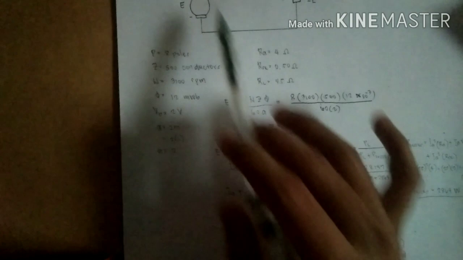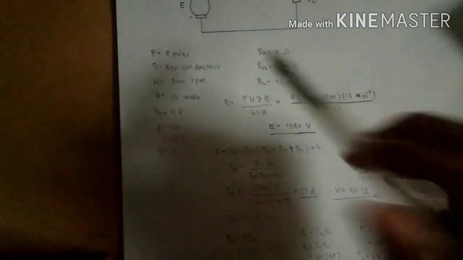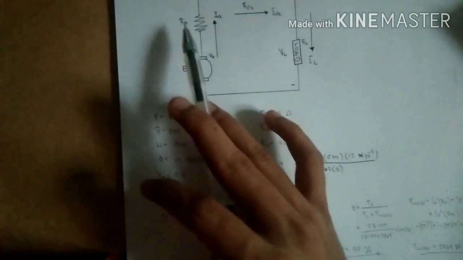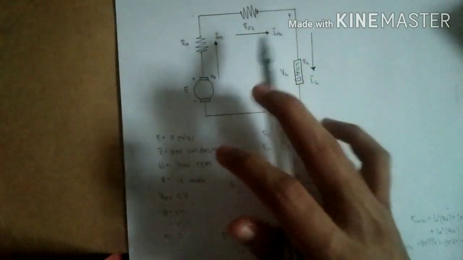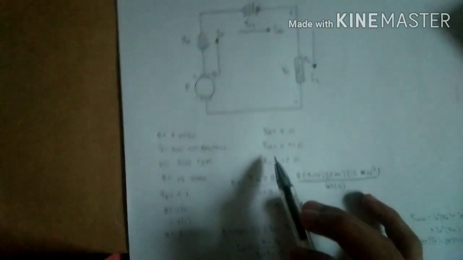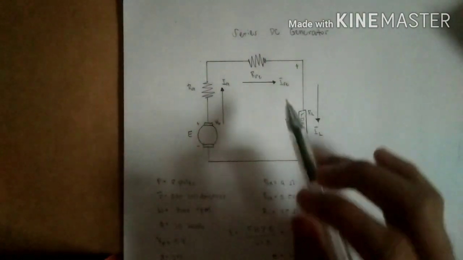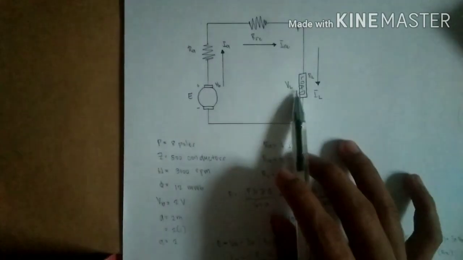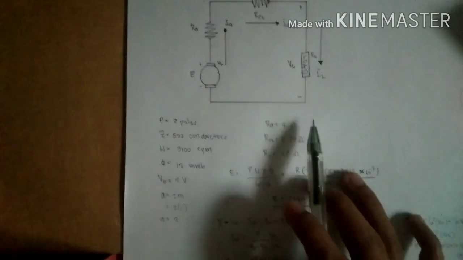Then here I also gave the armature resistance, which is 4 ohms. And then the series field resistance is equal to 0.50 ohms. Also here in this part, the load resistance is 45 ohms.